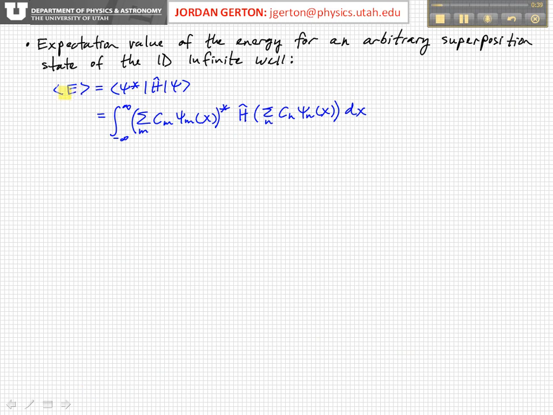The expectation value of the energy is equal to the Hamiltonian operator in the Dirac notation. It's equal to the Hamiltonian operator operating on the wave function, and then the inner product with itself, with the wave function.